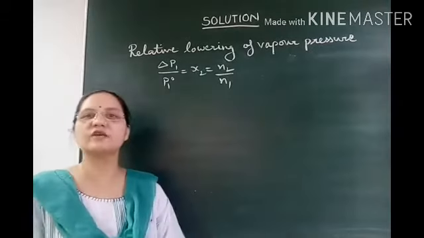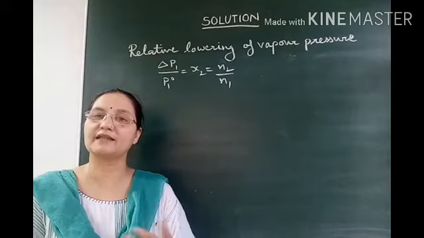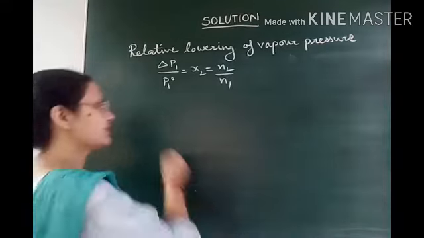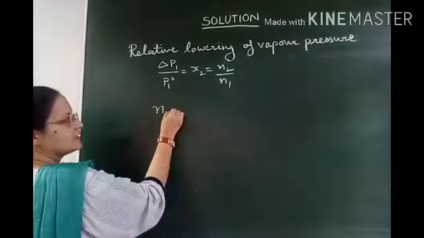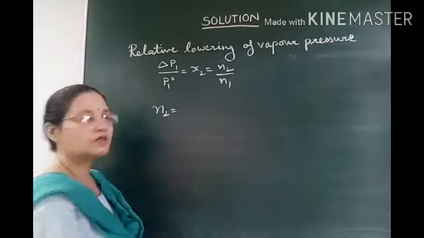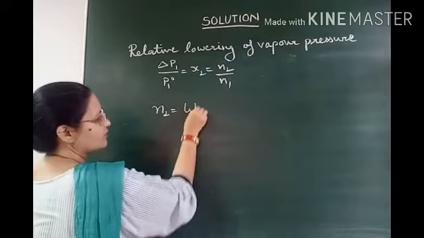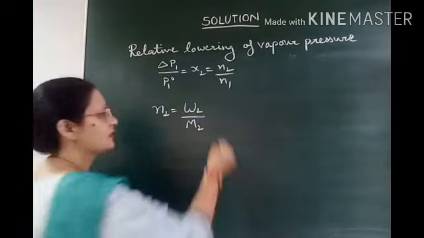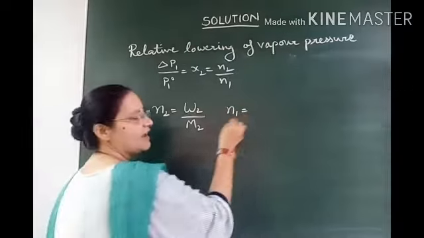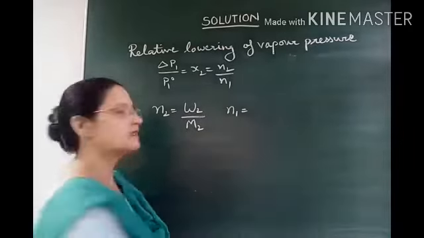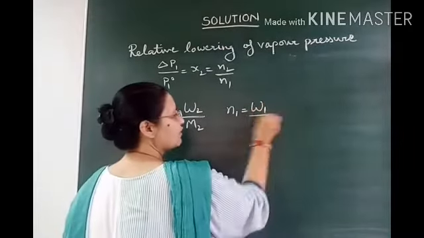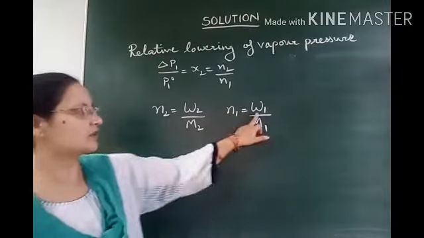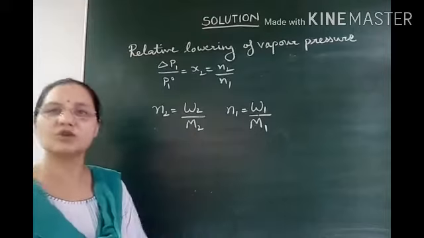Now we can also relate n1 and n2 by the given mass and molar mass. So what is n2? n2 is the number of moles of solute, that means the given mass of solute upon the molar mass of solute particles. What is n1? n1 is the number of moles of solvent, that means the given mass of solvent upon the molar mass of solvent. 1 is for the solvent and 2 is for the solute.